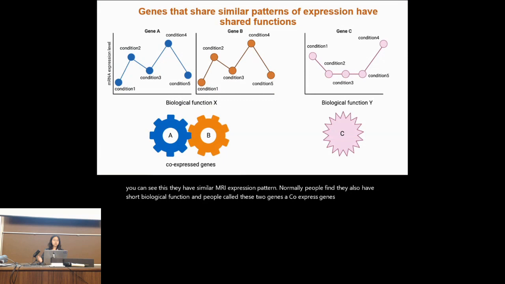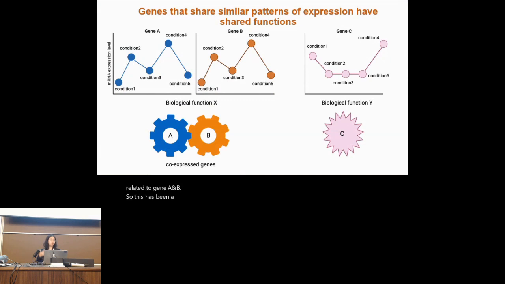However, when we have another gene with a different mRNA expression pattern that is not co-expressed with gene A and B, people normally find this gene also has some other biological function that is not related to gene A and B. So this has been widely used to identify novel gene functions and mRNA regulation.